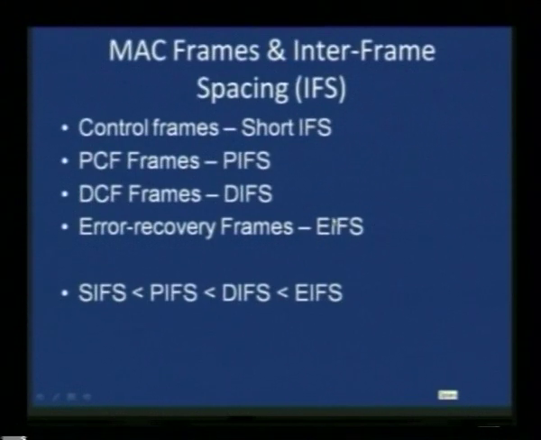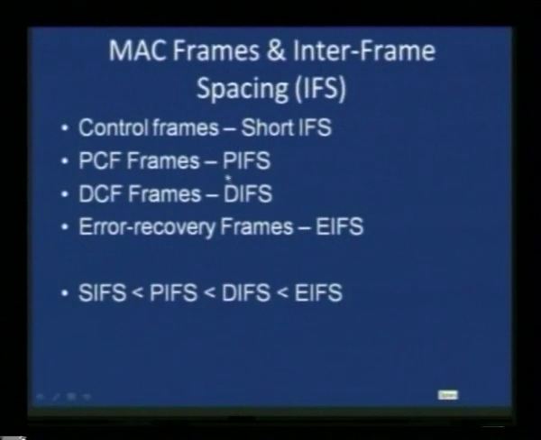So, what we mean by this is that whenever control frames are sent, they are sent within an SIFS time, that is, immediately after an SIFS time. Whenever a PCF frame is sent, it is sent after a PIFS time. DCF frames similarly are sent after a DIFS time, and error recovery frames are sent after an EIFS time, and you order these times such that SIFS is less than PIFS, is less than DIFS, and that is less than EIFS. By doing this kind of an ordering, what you actually get is some kind of a priority for the frames that are sent.